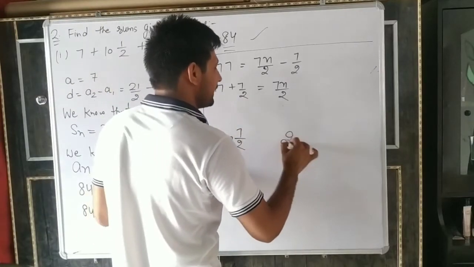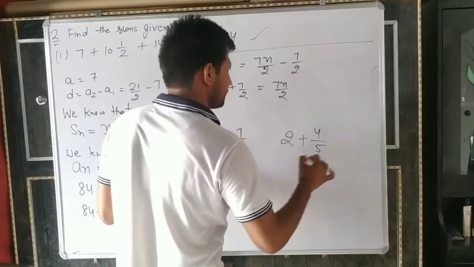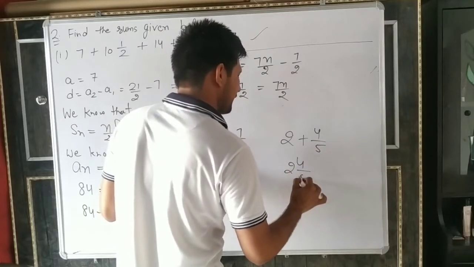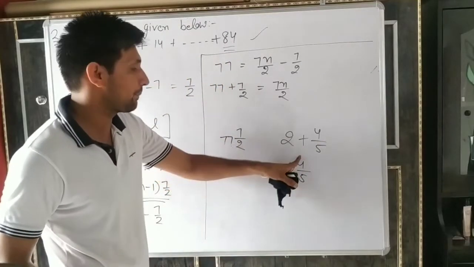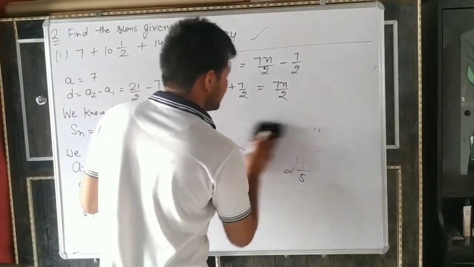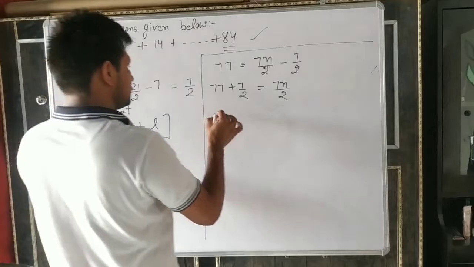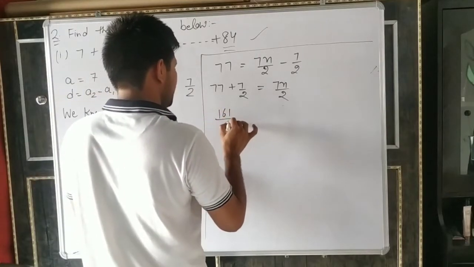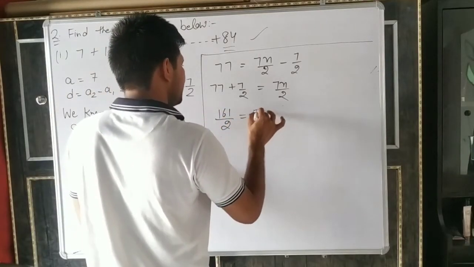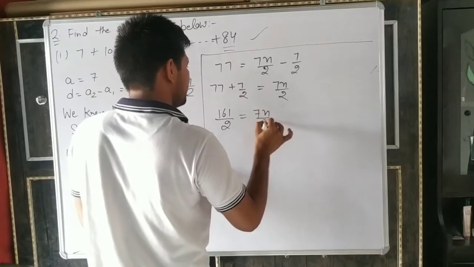Always, whenever I write 2 plus 4 upon 5, it means 2 and 4 upon 5. So 5 twos are 10, 10 plus 4 is 14, same as it is. 2 into 77 is 154, plus 7, 161 divided by 2. It is 7n divided by 2.